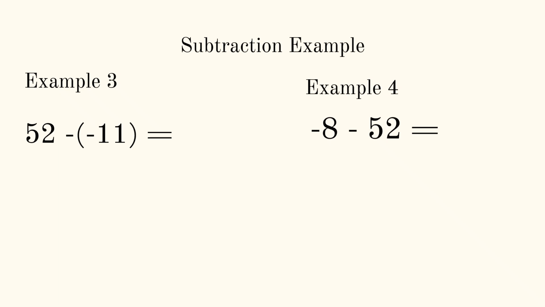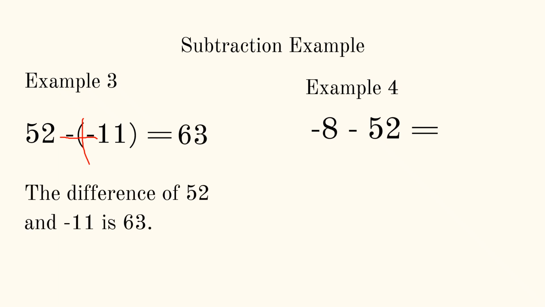Let's go ahead and try two more examples. Example 3, 52 minus negative 11. So remember, when we have minus a negative, we're going to go ahead and change that to a positive. So now we have 52 plus 11, and that's going to give us 63. So we're going to write the difference of 52 and negative 11 is 63.